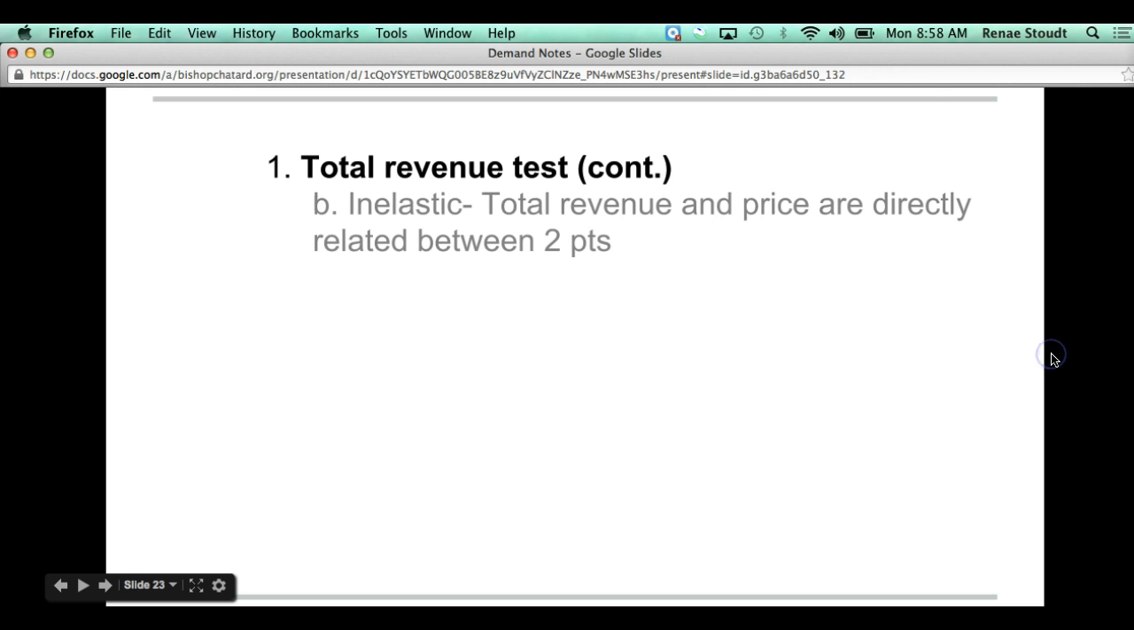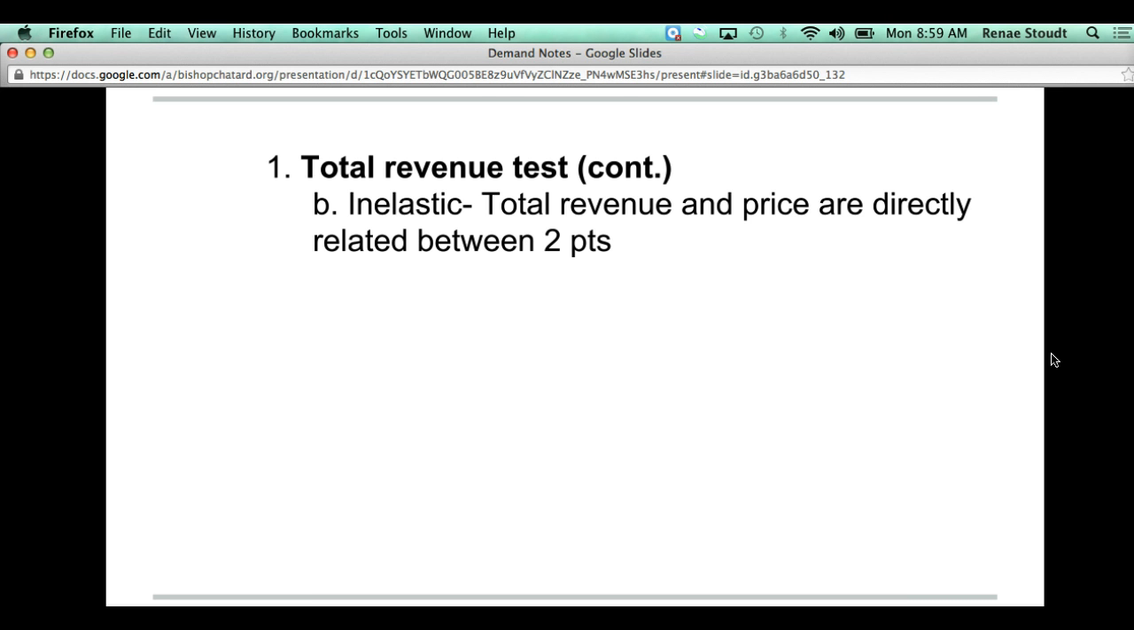So to start off with, remember this one, okay, this is just continuous, you don't have to write that one part, okay? So we're on 2. Just reminding you that we're still talking about the total revenue test. So inelastic is going to be where the total revenue and the price are directly related between 2 points. Okay? Remember from the last slide, elastic is where total revenue and price were indirectly related. Now we have total revenue and price are directly related between 2 points.